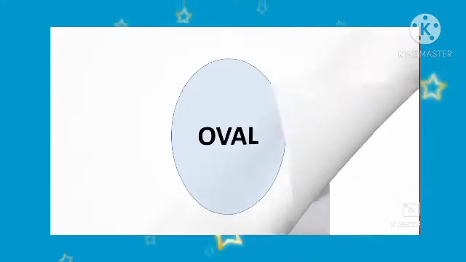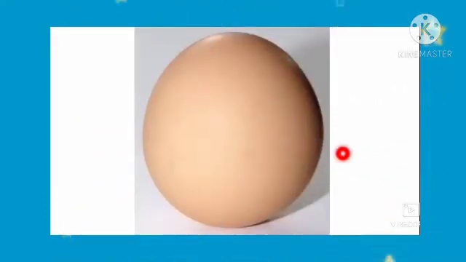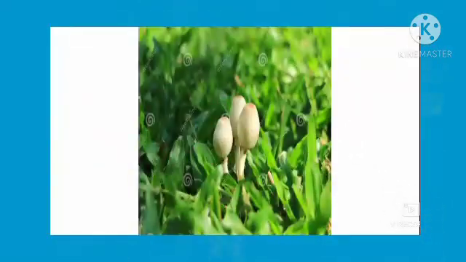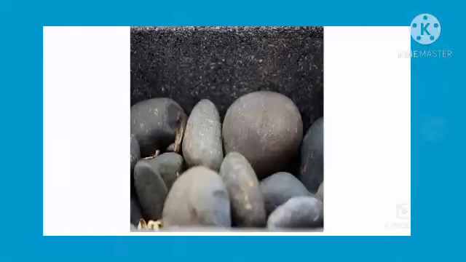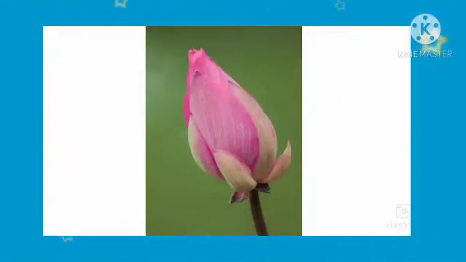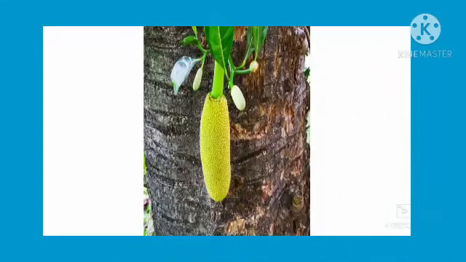Oval. Egg. It is a perfect example of an oval shape. Pumpkin, tomato, mushroom, stone. Some flowers are of oval shape. Jackfruit.